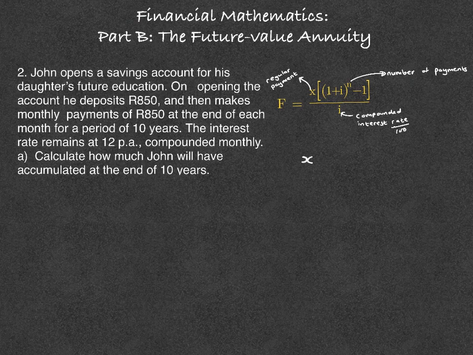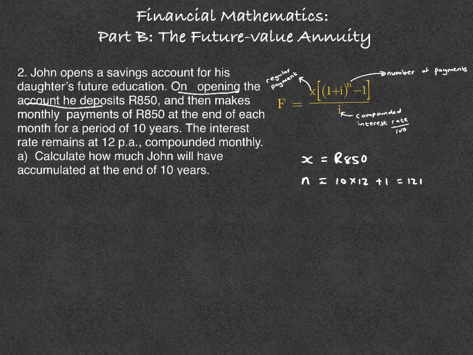His monthly payment is 850 Rand. And how many payments will he make? Well, he's going to make monthly payments for 10 years, so 10 times 12, plus 1, because he's making a payment on opening the account, the one he shouldn't have by default made. So 10 times 12 plus 1 is equal to 121 payments, as opposed to 120 if he didn't make that first payment.